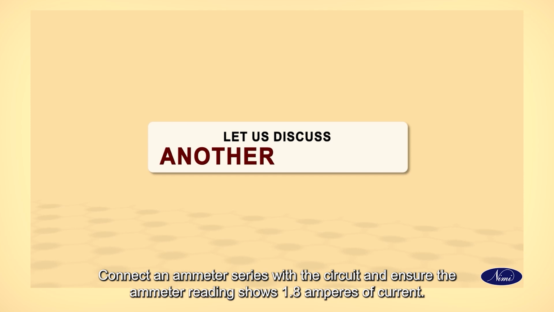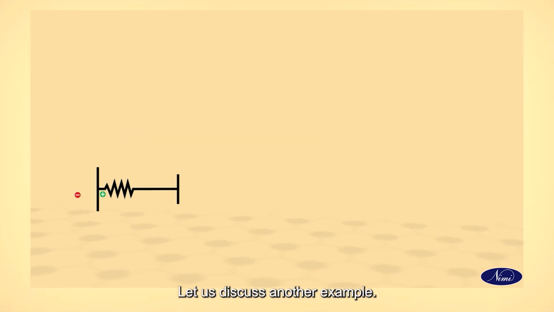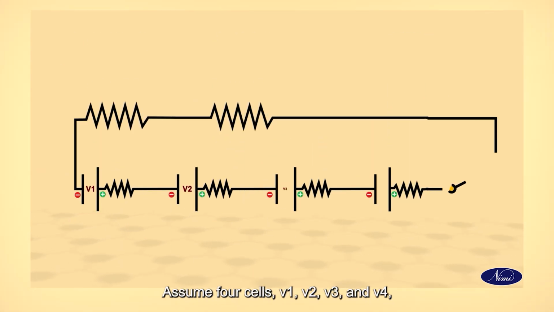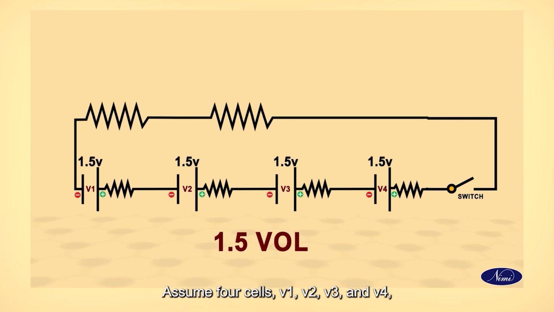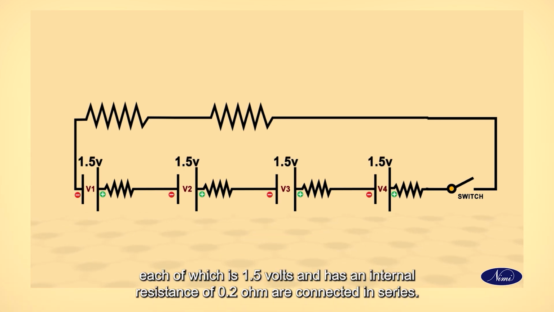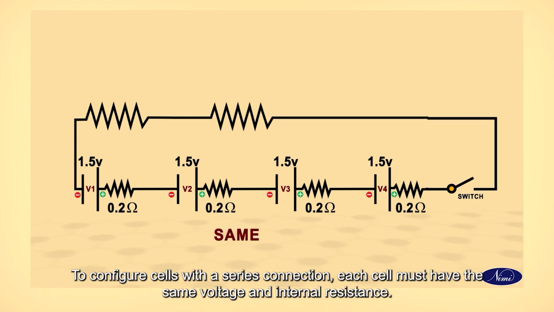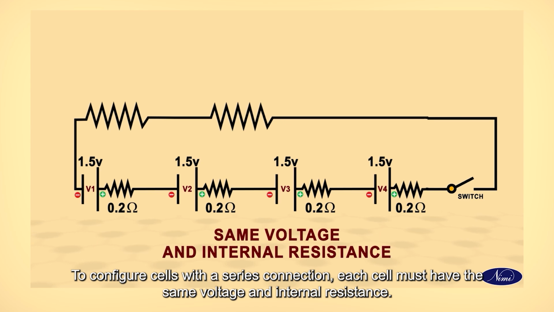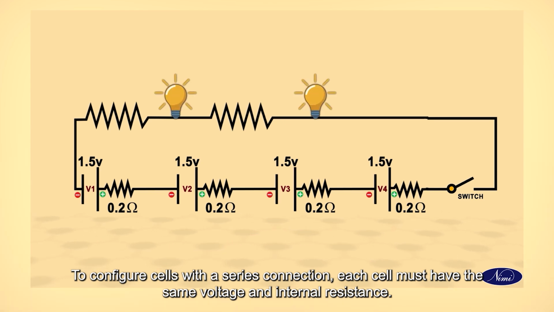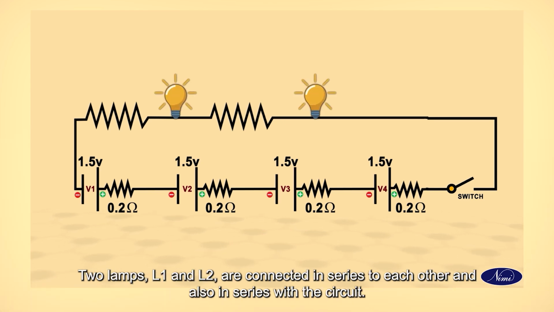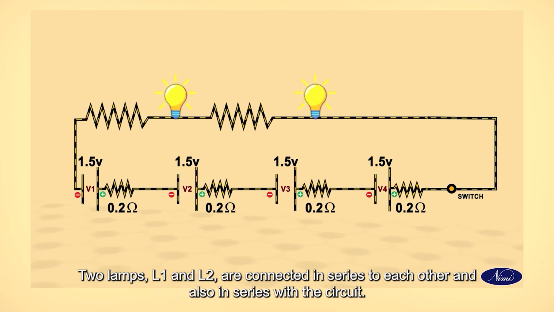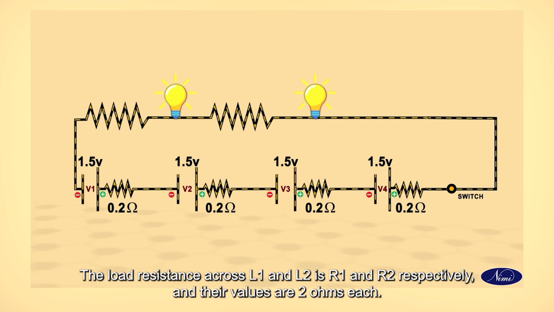Let us discuss another example. Assume 4 cells V1, V2, V3 and V4, each of which is 1.5 volts and has an internal resistance of 0.2 ohm, are connected in series. To configure cells in a series connection, each cell must have the same voltage and internal resistance. 2 lamps L1 and L2 are connected in series to each other and also in series with the circuit. The load resistance across L1 and L2 is R1 and R2 respectively, and the values are 2 ohms each.